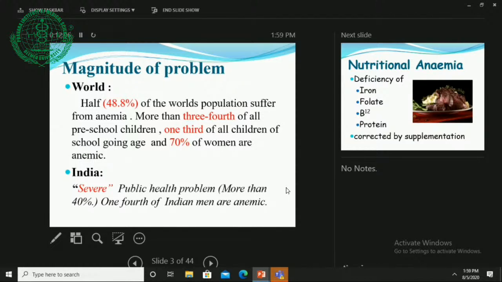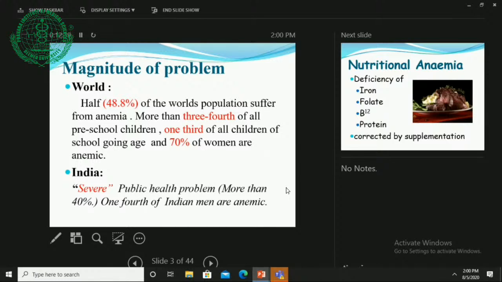So we'll go to the magnitude of the problem. In the world, this is a major public health problem. Half of the world's population is suffering from anemia. More than 3/4 of all preschool children are anemic, and 1/3 of all children of school-going age are anemic, while 70% of women are anemic. Out of this, most of the population belongs to the Southeast Asia region, where the majority is formed by the Indian population.